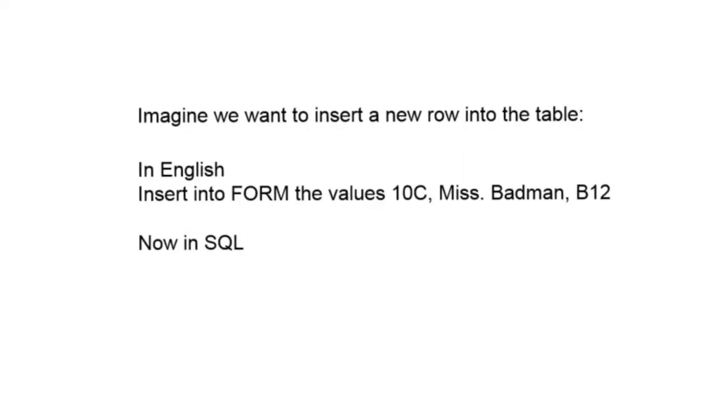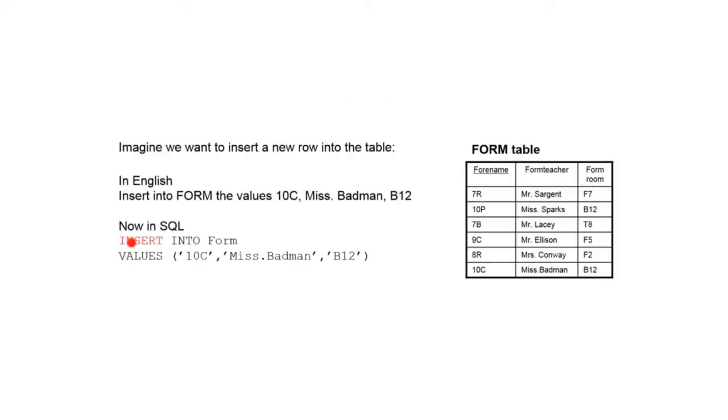Imagine now we want to insert a new row into a table. This is what we want to happen in English. We want to insert into the form table the values 10C, Miss Badman, and the teaching room B12. Pause the video for a moment and have a go at writing out the SQL. You will need to make some sensible assumptions as to how to lay out the syntax. Check the answer here and see how you did.